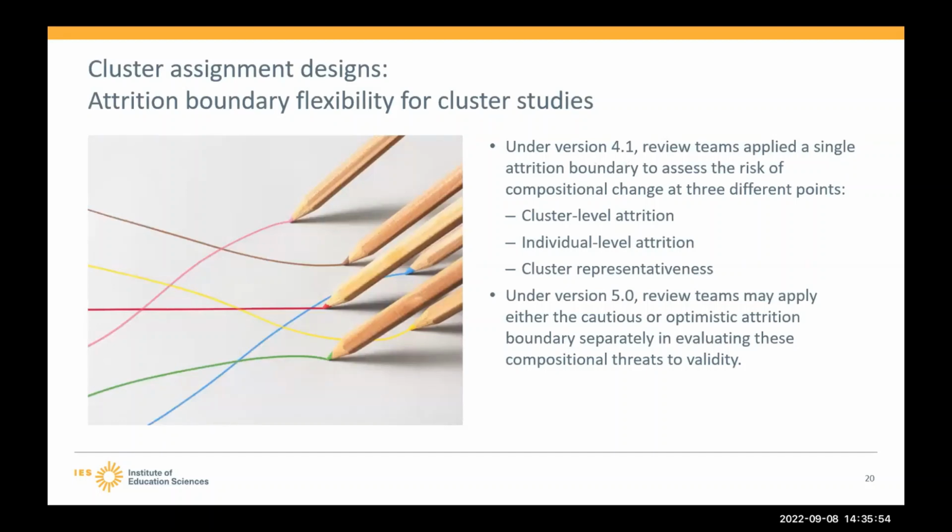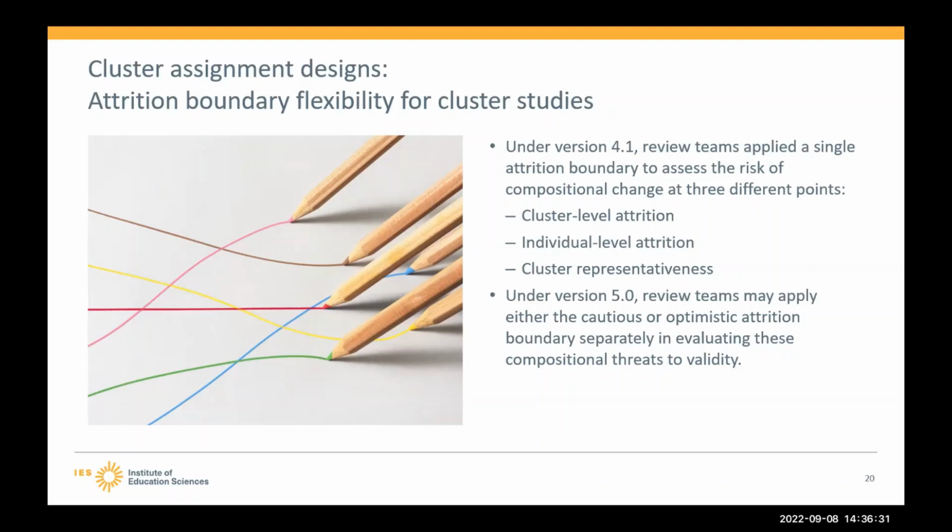Another change that was made in the version 5.0 handbook was adding flexibility to the attrition boundaries used to assess the risk of bias due to compositional change in cluster level assignment designs. So in previous versions of the handbooks, reviewers would identify a single attrition boundary that was then used to assess not only cluster level attrition, but that same attrition boundary was also used to assess individual level attrition as well as cluster representativeness. Now, in version 5.0, review teams may select different attrition boundaries for any of these three assessments.